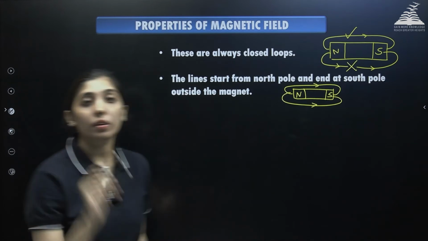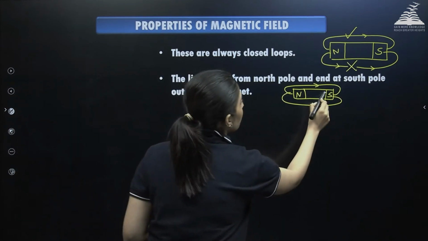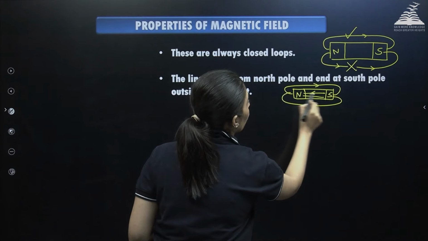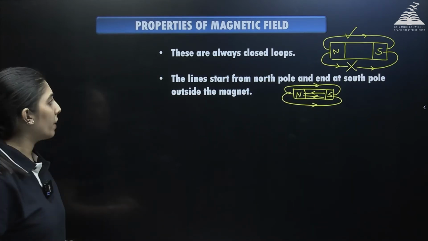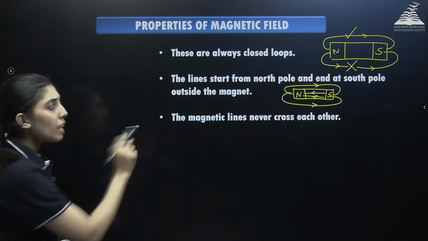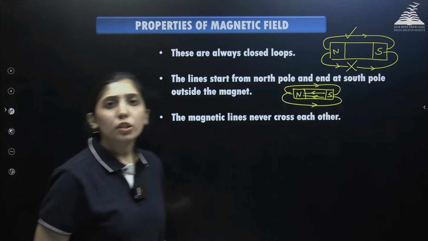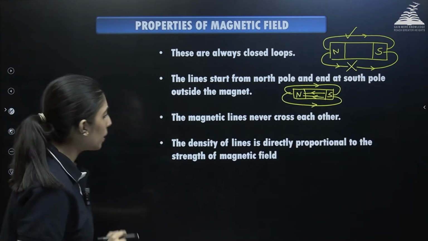But remember, inside the magnet, they start from the South Pole and end at the North Pole. And the third property, being very important, is that the magnetic field lines never cross each other. So why shouldn't they cross each other? Let me show you a diagram.